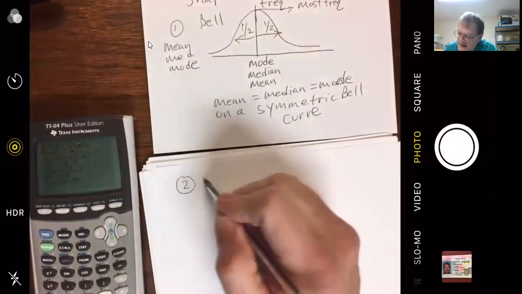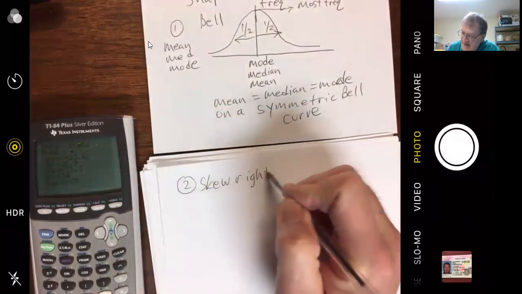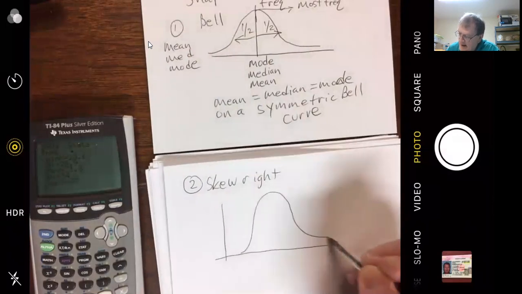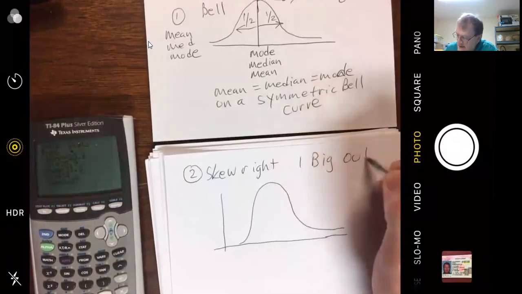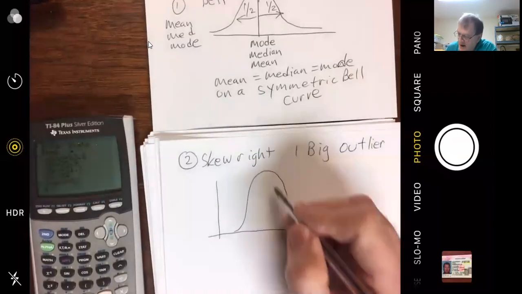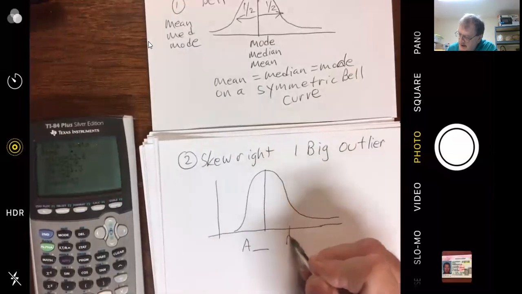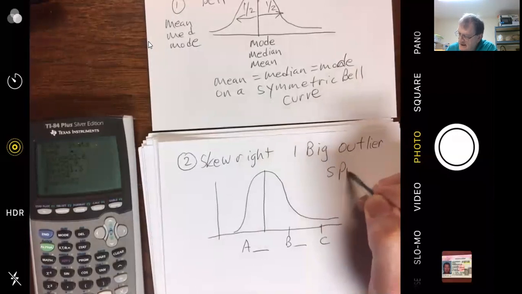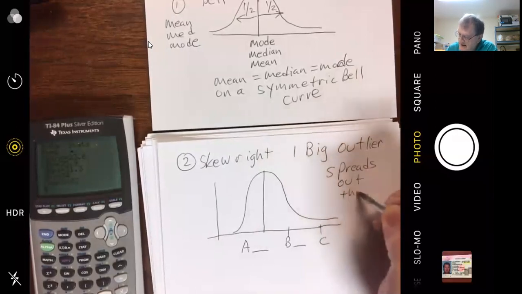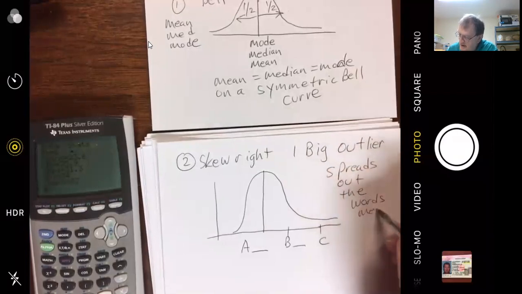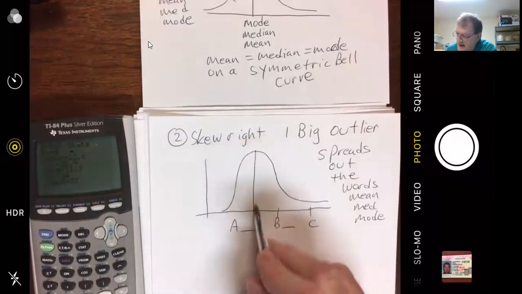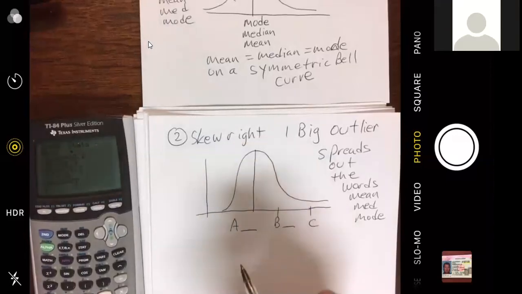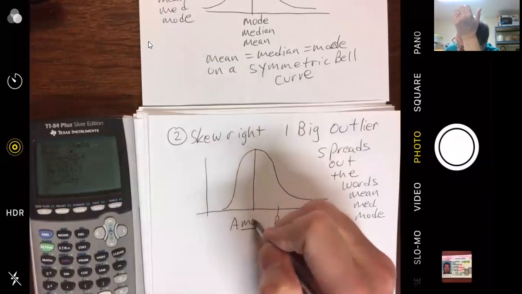Now, take a skew right. What happens is you've got a big outlier, one large outlier, maybe a couple. What we're going to do is spread out the words mean, median, and mode. Can you tell which word stays at the peak? I'm trying to very carefully line up this blank with that peak. The mode. The mode. Still the most frequent.